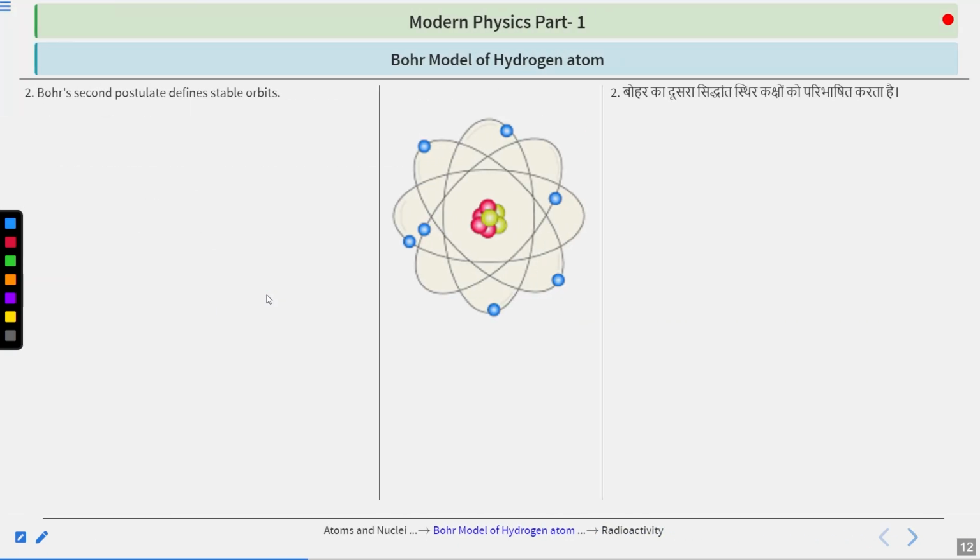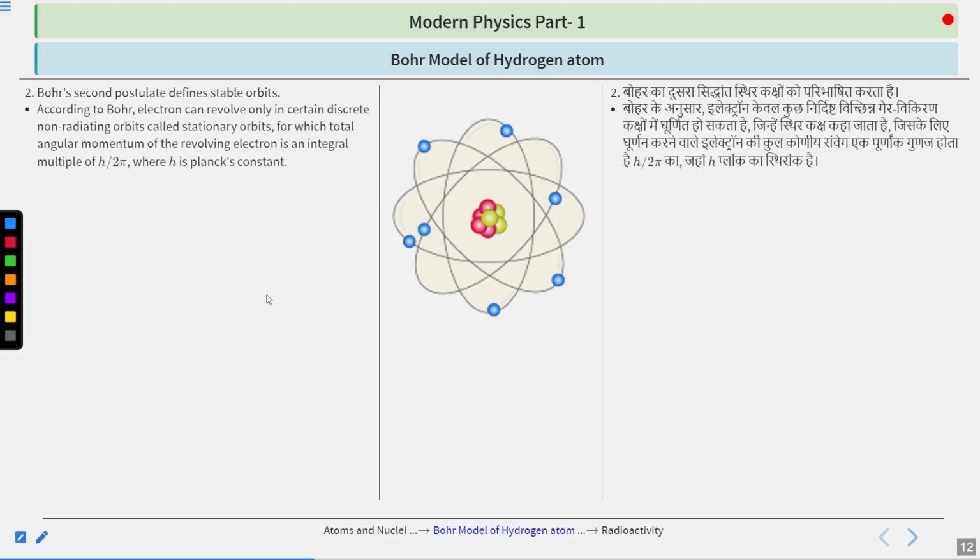Bohr's second postulate defines the stable orbits. According to Bohr, an electron could revolve only in certain discrete non-radiating orbits, which we call stationary orbits, for which the total angular momentum of the revolving electron is an integral multiple of h by 2 pi, where h is the Planck's constant. Thus, the angular momentum of the orbiting electron is quantized.